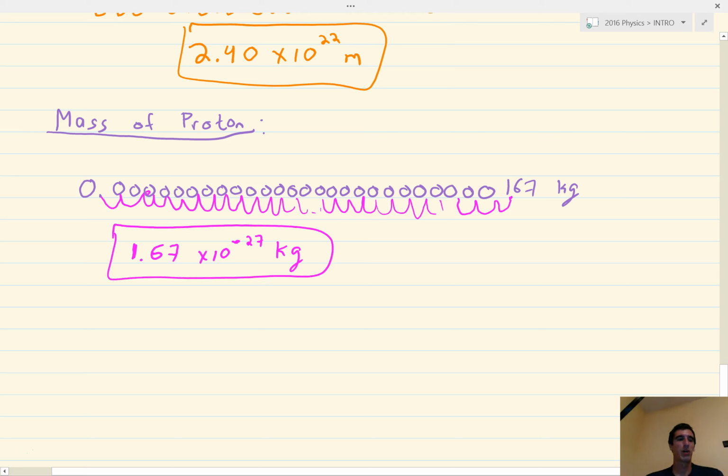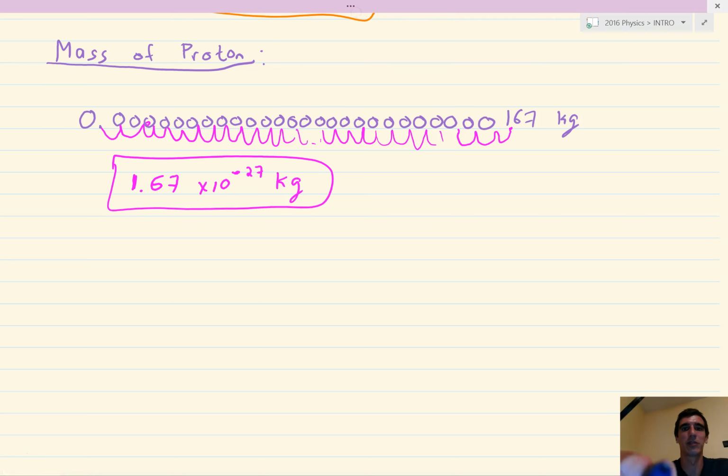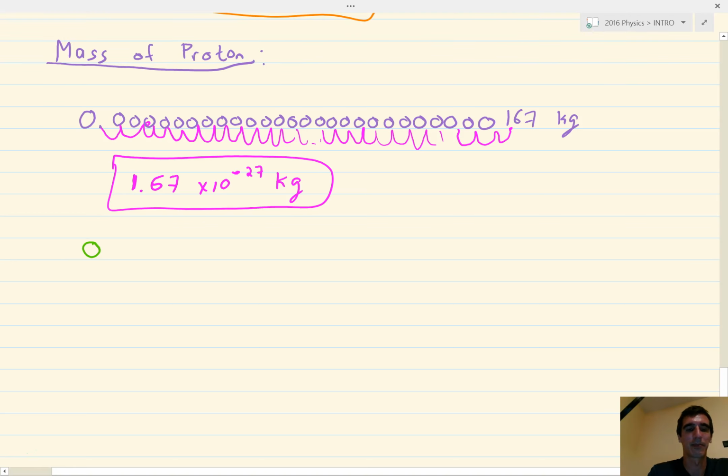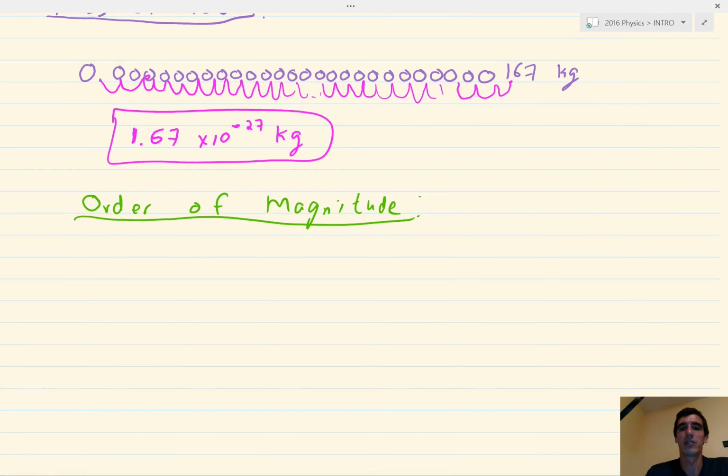Now, one last thing, speaking of powers of 10, oftentimes we may be asked to compare two numbers based on how far off they are. And we don't really care about the 167 or the 240 in this case when we're dealing with such large or such a wide range of values. So that's when we look at the order of magnitude. That's our last topic for today. Order of magnitude. And in simple terms, all the order of magnitude is the number above the power of 10.